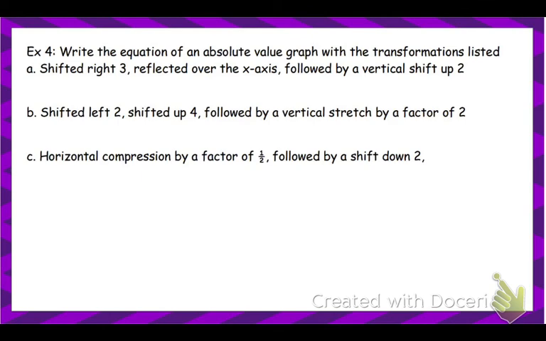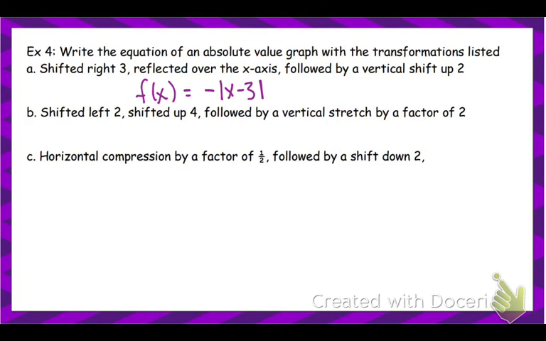All right, so now the last thing we're going to do is just what we just did but with words instead of the graph. So we have an absolute value graph, okay, and we're going to take the parent function and we're going to apply these changes. So we're going to shift it right. So shifting it right would be x minus 3 in the parentheses. We're going to reflect it over the x-axis, so that's going to be a negative out in front. Then after we do that, we're going to shift it up 2.